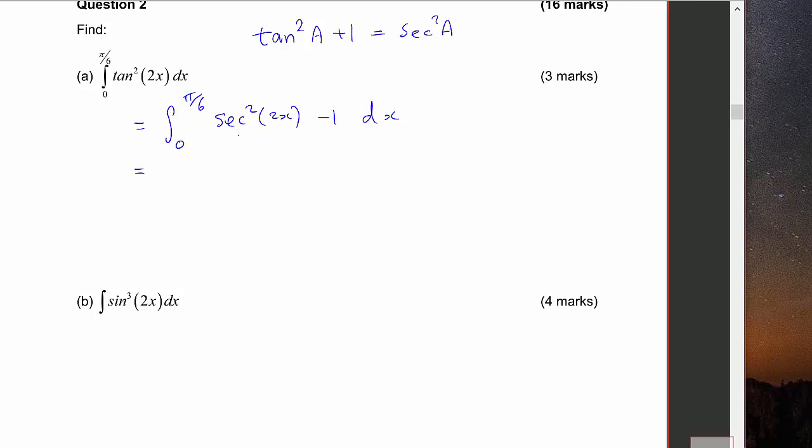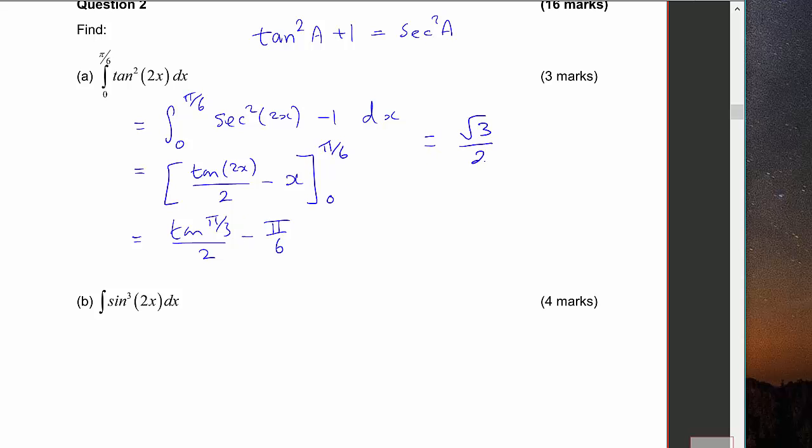So sec squared integrates to tan. So we're going to have tan of 2x divided by 2 because of the reverse chain, take away x, to be evaluated from 0 to pi by 6. Which gives us tan of pi by 3 over 2, take away pi by 6. And the bottom limit here of 0 will just give us 0. And tan of pi by 3 is root 3, so it's root 3 over 2, take away pi by 6.